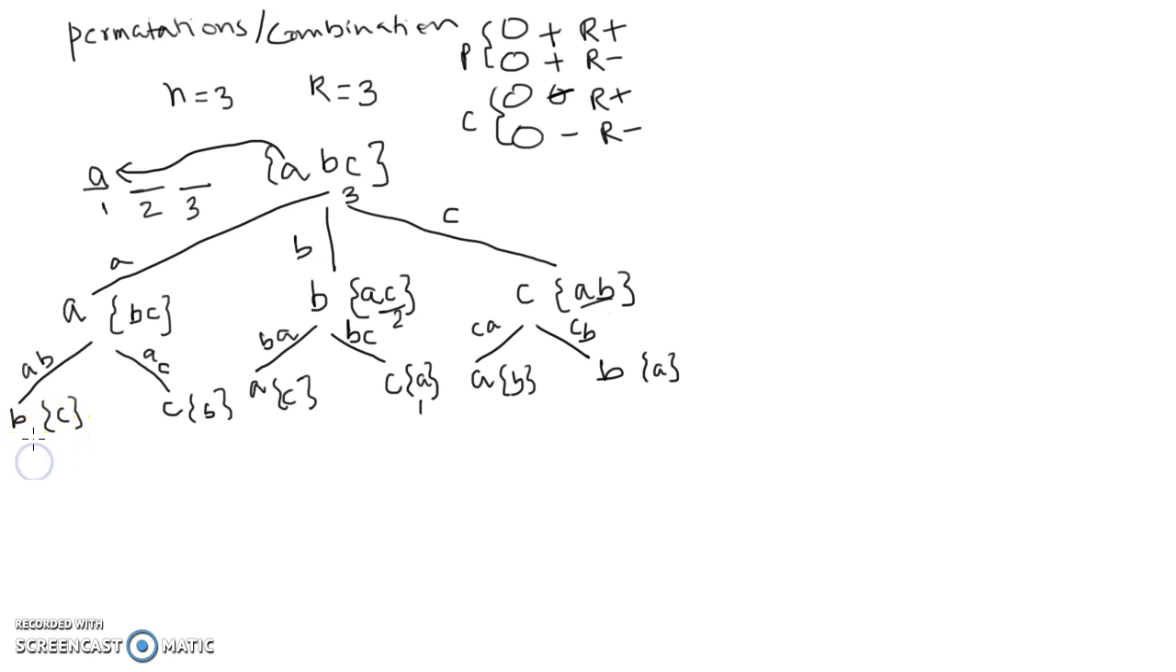So this would be one branch, so-called. This would be the branch that would select C out of this. This would be the branch that would select B out of this. This would be the branch that would select C. This would be the branch that would select A out of this. This would be the branch that would select B, and this would be the branch that would select A.